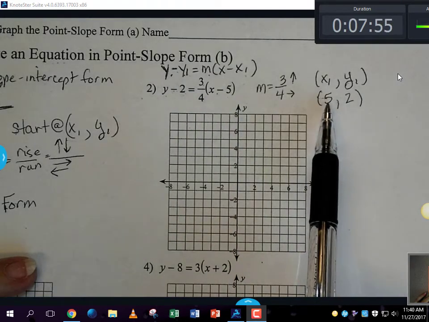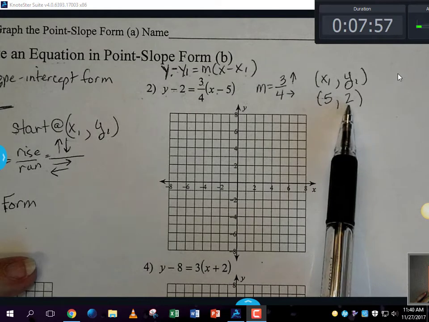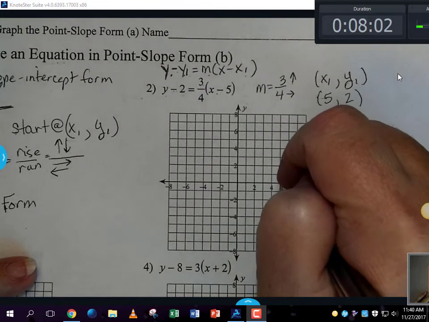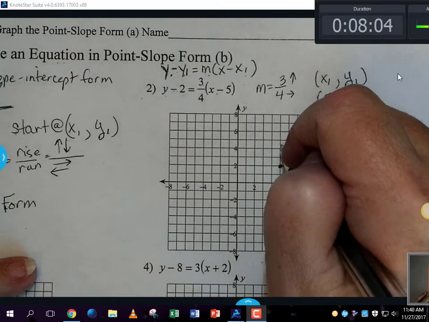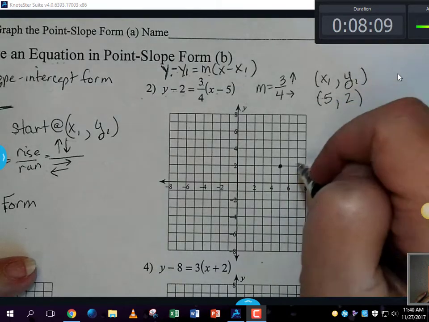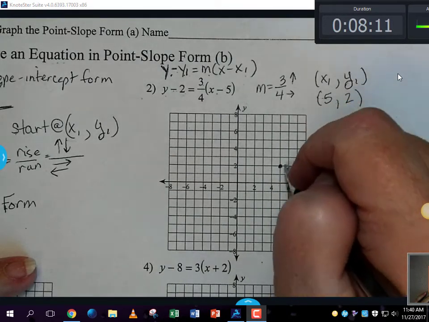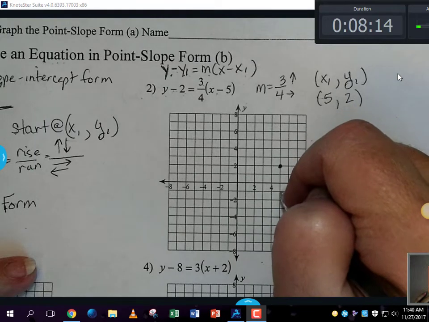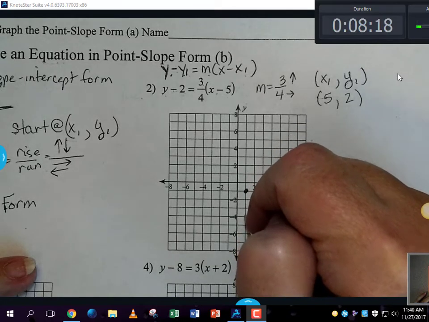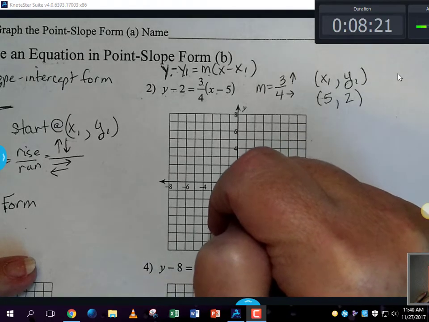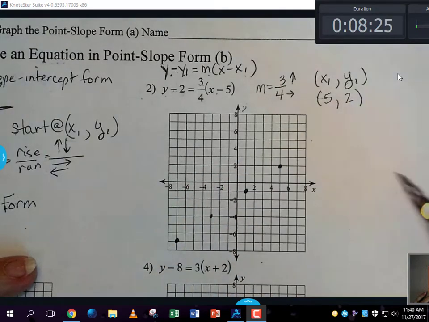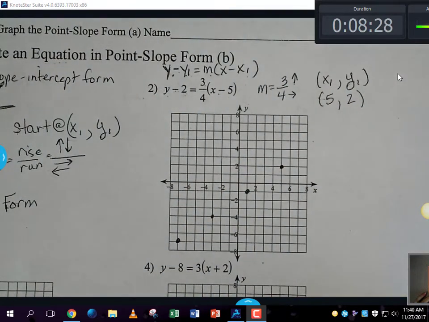Okay, so then that means I'm going to start at 5 comma 2 and I'm going to move up 3 and right 4. So 5 comma 2, I'm going to move up 3, 1, 2, 3, and right by 4, 1, 2, 3. Oh, I basically run off. So instead of up and right by 4, I'll go down 3, 1, 2, 3, and left by 4, 1, 2, 3, 4, and I'll do it again. Okay, so here's our line.